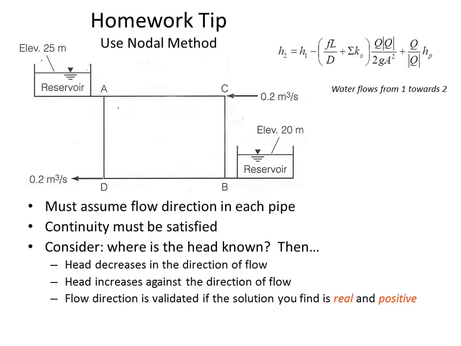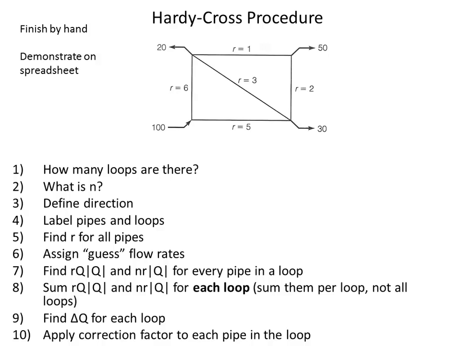So just in summary, this process is we assume some flow direction. Our tool of continuity tells us that at any junction, the flow in has to equal the flow out at that junction. And then we're just going to write the head equations in terms of the head at A and head at B. Have you got any questions about that tip that I've given you for the homework? No questions. We will jump back over to the Hardy-Cross procedure.